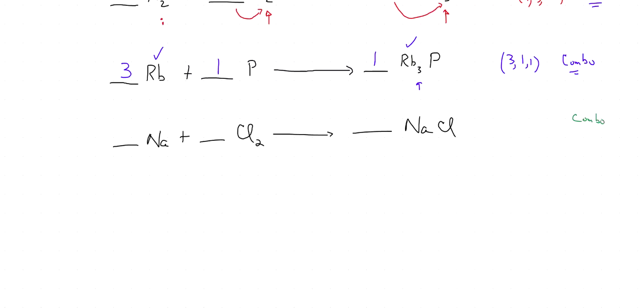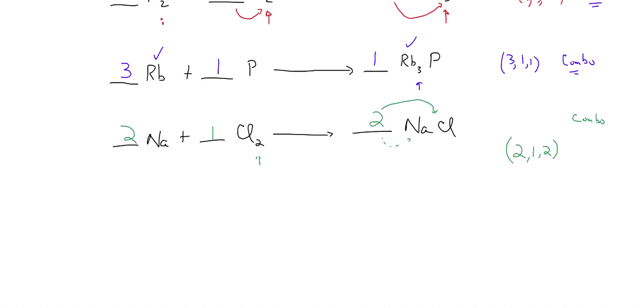I have 2 chlorines. So if I put a 2 here, now I have 2 chlorines. So chlorine's happy. But now you see we have 2 sodium, sorry. Right? So if I put a 2 here, now I have 2 sodiums. If I put 1 here, we have 2 chlorines. So the coefficients look like 2, 1, 2. See? Not bad, not bad at all.